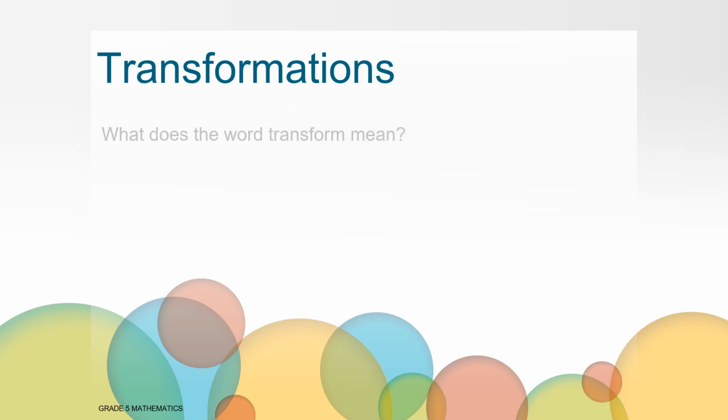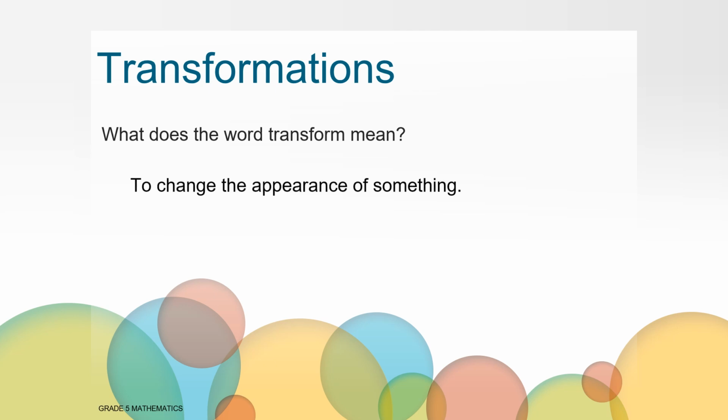Transformations. What does the word transform mean? To transform is to change the appearance of something. In math, a transformation of a figure, which is also called a preimage, changes the size, shape, or position of the figure to a new figure, which we call the image.